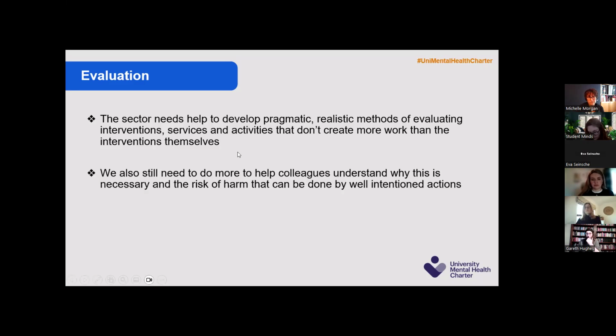So taking us back to here, we also still have work to do to help some colleagues understand why this is necessary. And as I say about the risk of harm by well-intentioned actions, there's still work to do to help people understand that you may be doing something with the best of intentions, with the best of interest, and it can still do harm if we're not evaluating it properly. So just some other issues that emerge as we run up to some final questions in the break.